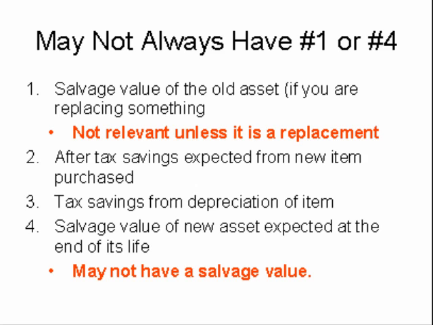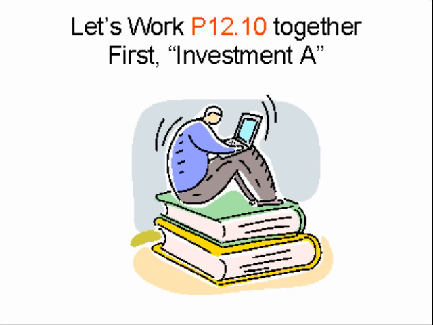It's not unusual to not need step 1 or step 4. You're not replacing something maybe, or the new asset you're buying you don't expect to have a salvage. But step 2 and step 3 are the key and the main part of the study of this tutorial. So get your book out and let's do problem 12-10 together. This is on page 363 of your text.